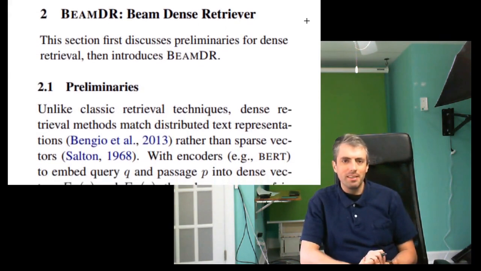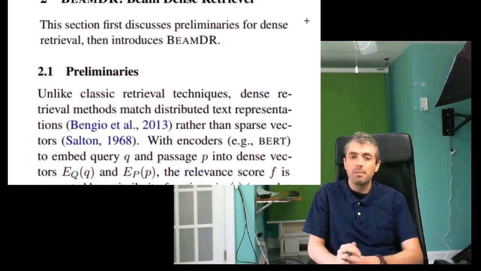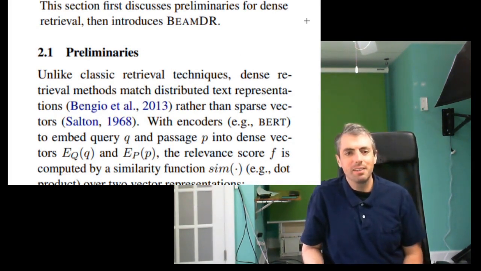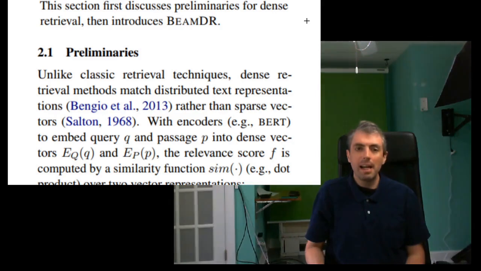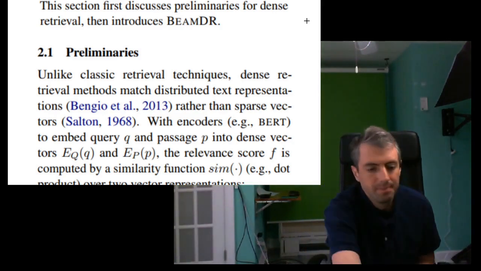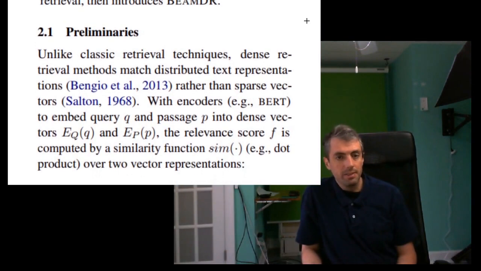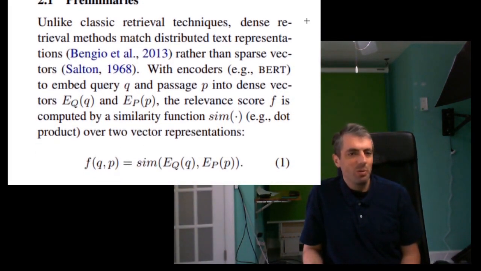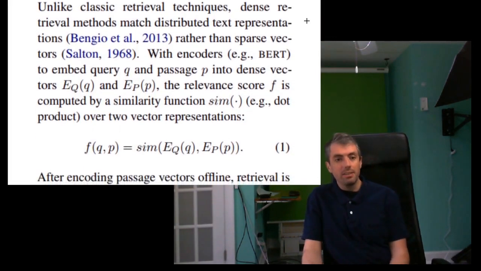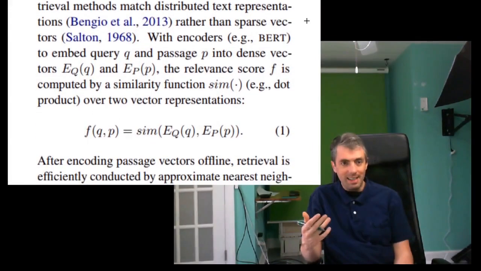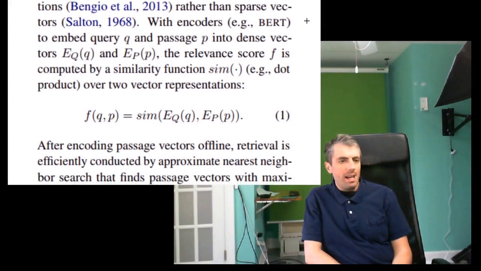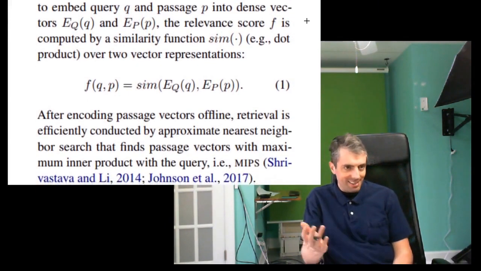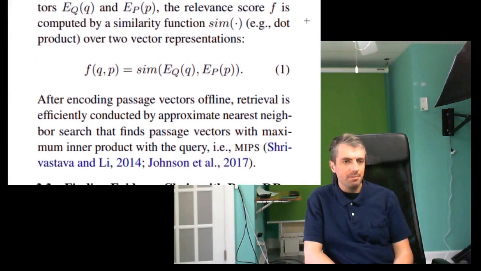Section 2, Beam Dense Retrieval. This section first discusses the preliminaries for dense retrieval, then introduces our method, Beam DR. Section 2.1, Preliminaries. Unlike classic retrieval techniques, dense retrieval methods match distributed text representations rather than sparse vectors, with encoders, BERT for example, to embed query Q and passage P into dense vectors, EQ and EP. The relevance score F is computed by a similarity function, sim, e.g. dot product over two vector representations.